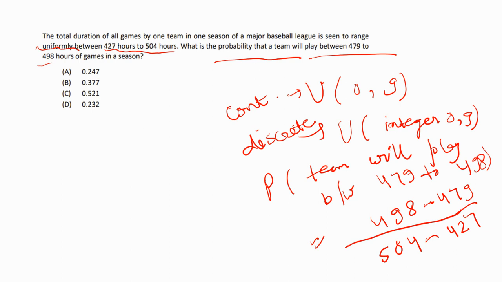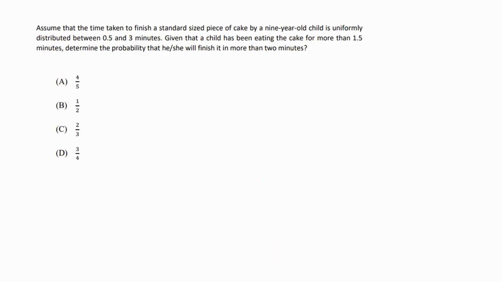So after solving, it will be 19 by 77, which will be 0.0247. So this will be the answer. If you have any doubt, you can ask. Okay. So we will move to the next question.